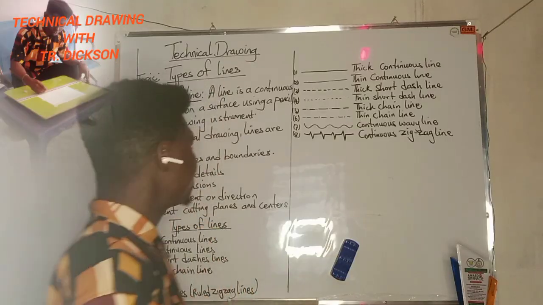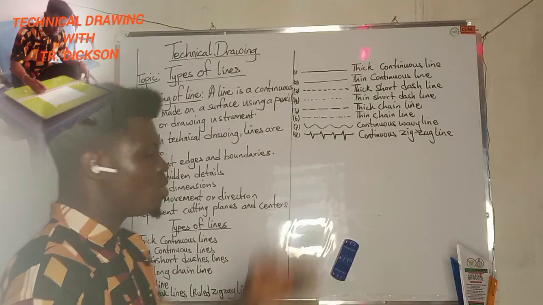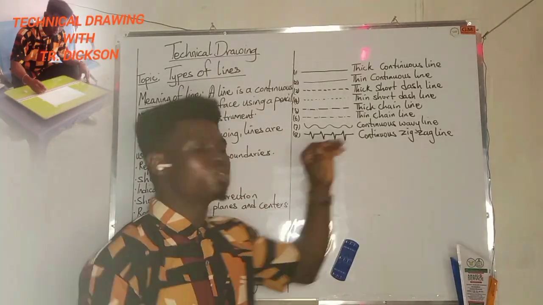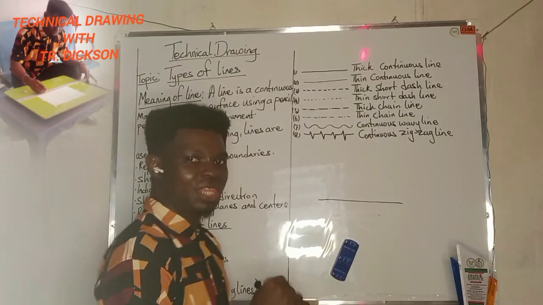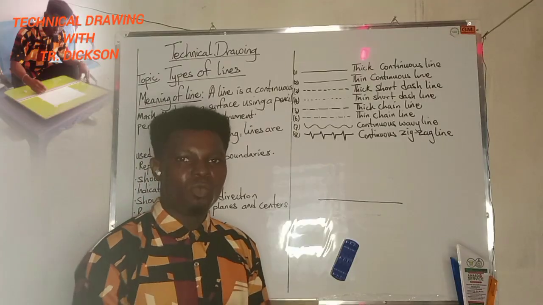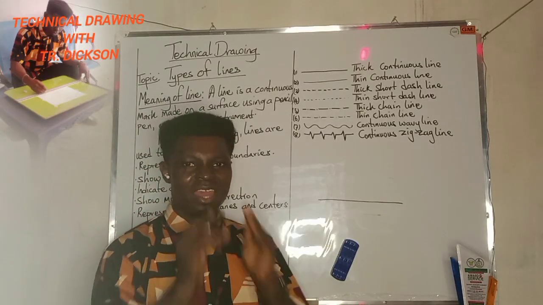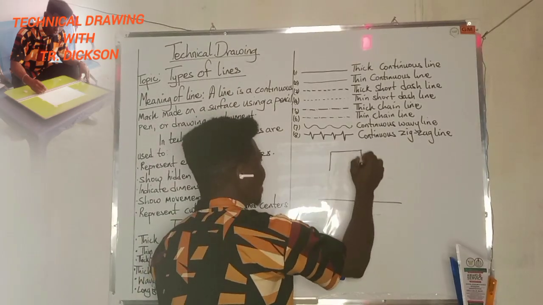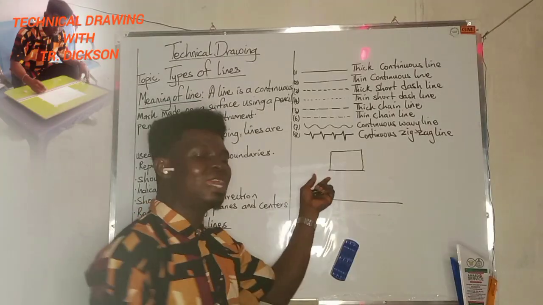All right, the first one we consider was the thick continuous line. Now, what is a thick continuous line? As the name implies, you have to draw it bold, right? Thick and continuous, that's the name. Now, where can we use this? We use this when we are showing visible outlines.